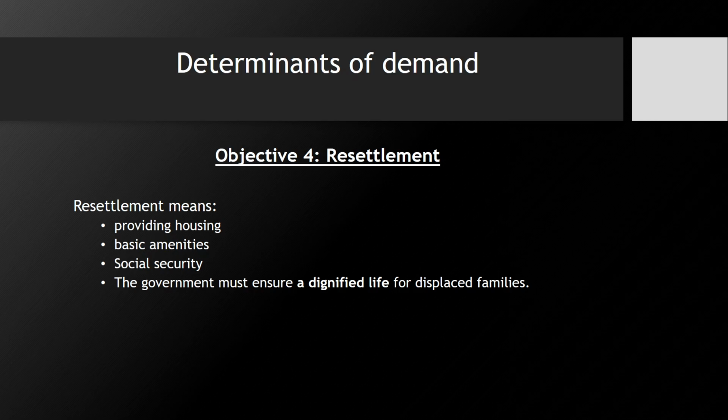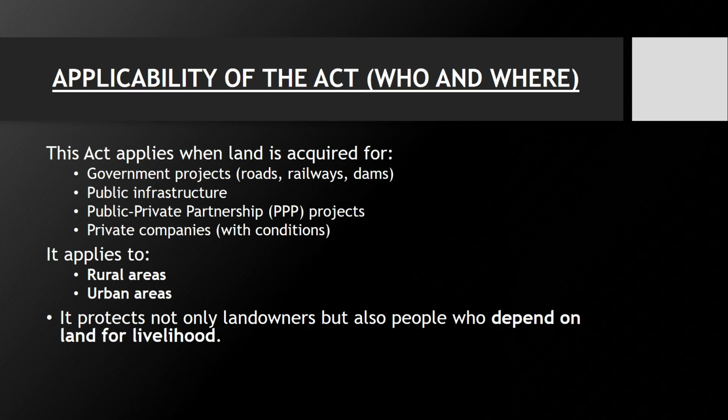So our last objective, I should say, is resettlement. Resettlement means providing housing. Not only housing, the housing should come with basic amenities and social security. The government must ensure a dignified life for displaced families. You cannot leave families on their own. So this was the fourth objective. I hope the objectives of this act are very clear to you.